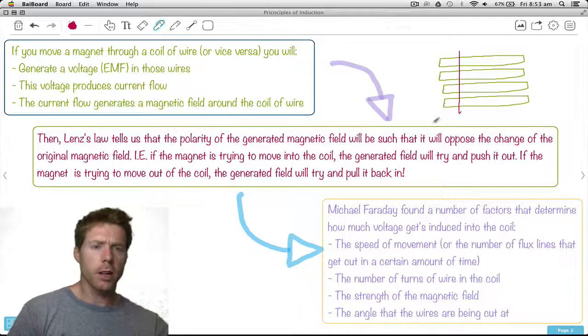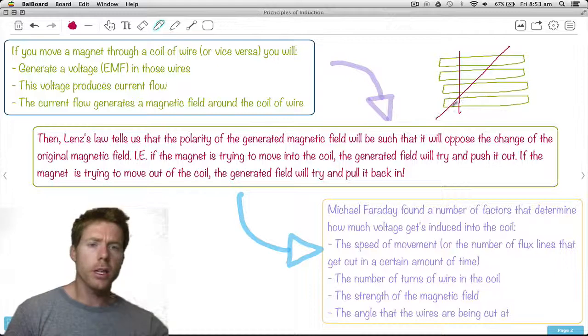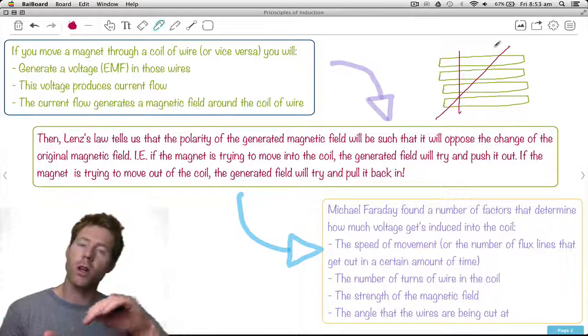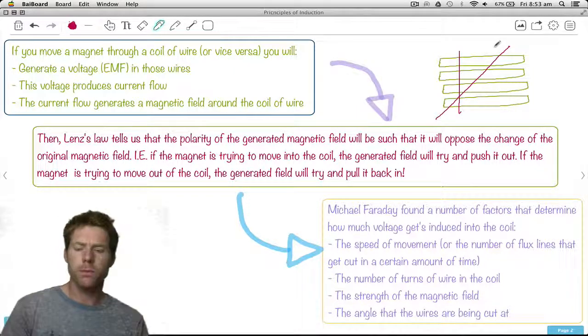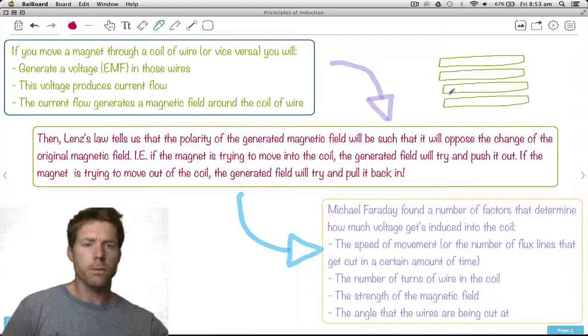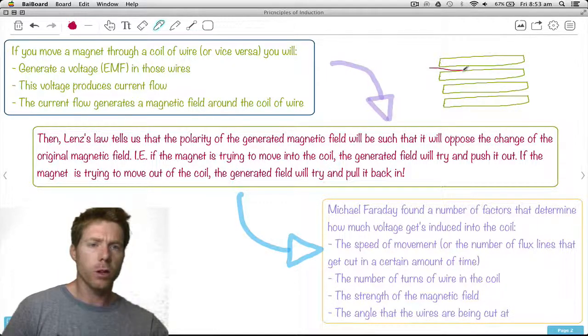You could also cut at this angle, but notice to cut through every single one of them, we have to go a longer distance. It's going to take more time because the angle that we're cutting at is not that 90-degree angle. What would be the worst angle? Well, the worst angle would be if you were to go straight across like this. That wasn't a very straight line.